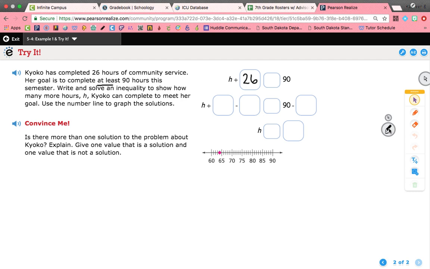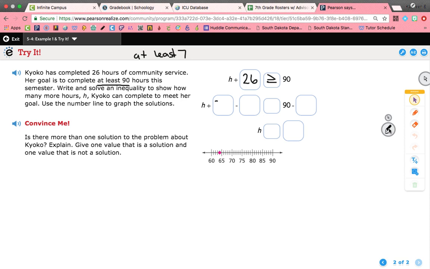Okay, so if it says at least 90, think of that roller coaster, right? If you had to be at least 7 to ride, can you be 7, 8, 9, 10, etc.? Or do you have to be 6, 5, 4, 3, 2, 1? So at least 90, if you have to be at least 7, it means you can be 7 or greater. So H plus 26 has to be greater than or equal to 90, because you can be 7 and ride that roller coaster. You can meet 90 hours, that's the minimum required, or you could do more, but the minimum is 90. So H plus 26 has to be greater than or equal to 90.